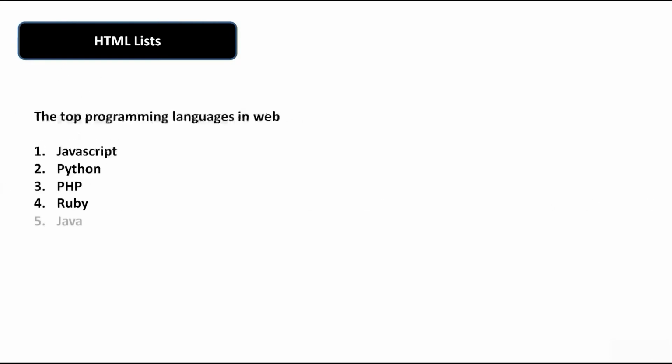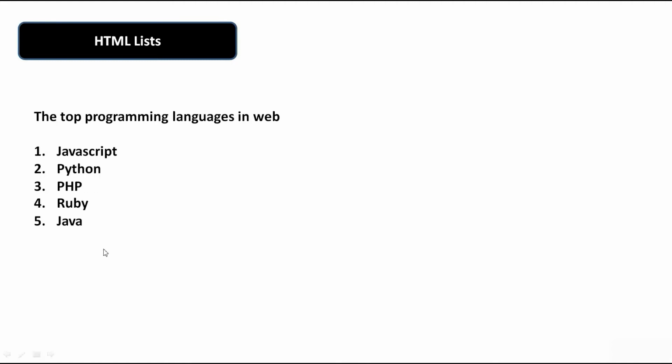So let's understand what is this HTML list. The best example I'm going to explain. Here you can see, suppose you want to make a programming languages website, you want to add information about the programming languages. So in that website you have to add some data about the top programming languages in web. In that scenario you have to add the data in a list, one by one. Here the first is JavaScript, second is Python, third is PHP, fourth is Ruby, fifth is Java, and this complete data is called a list in HTML.